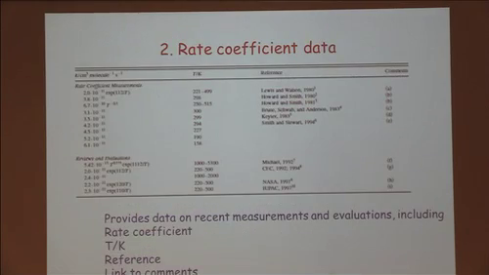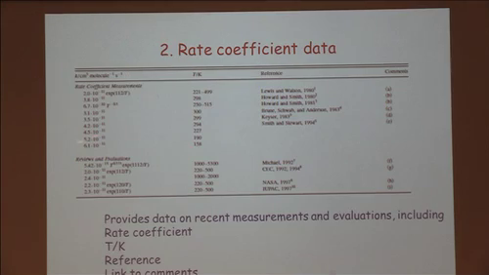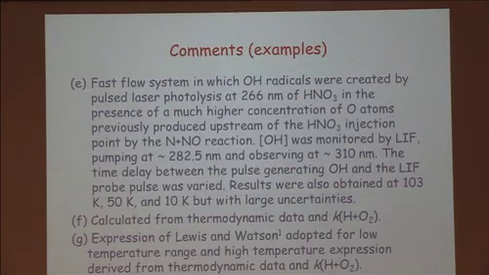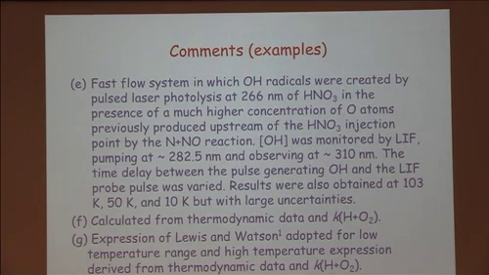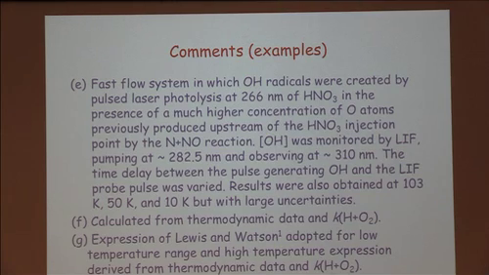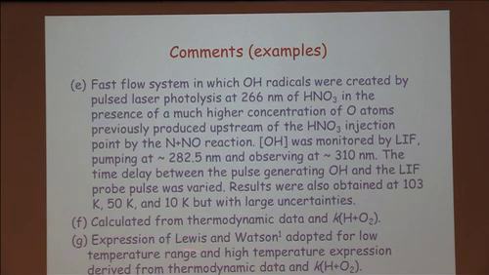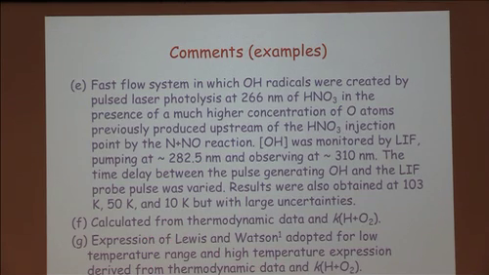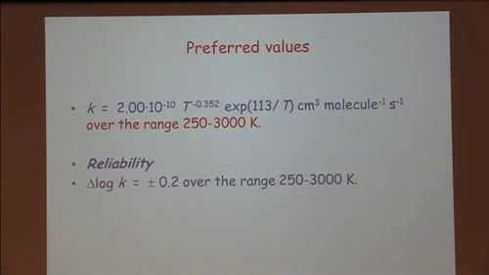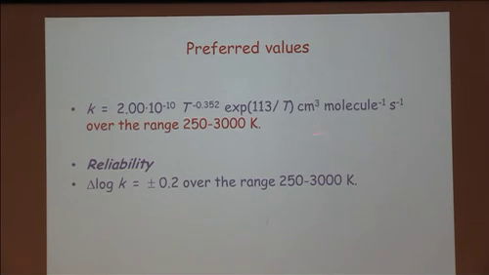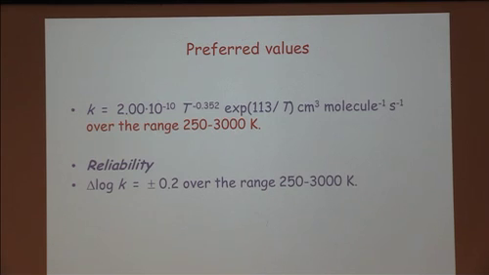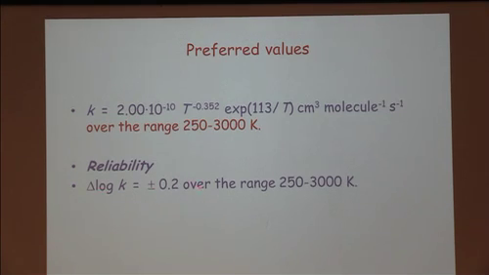F refers to this line here, where the rate coefficient was calculated from thermodynamic data and the reverse rate coefficient for H plus O2. And then this is another expression, again based on the high temperature data. This is the central component of the evaluation. This is the recommended rate coefficient. And it covers the range from 250 to 3000 K. And delta log K is the uncertainty in the logarithm of the rate coefficient.